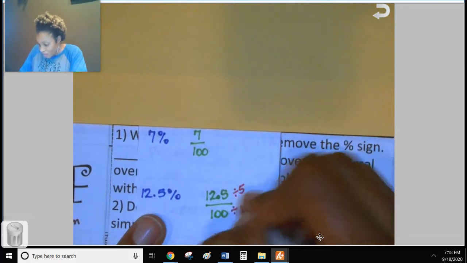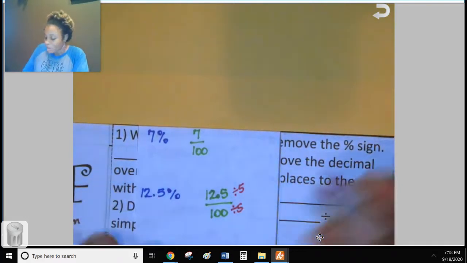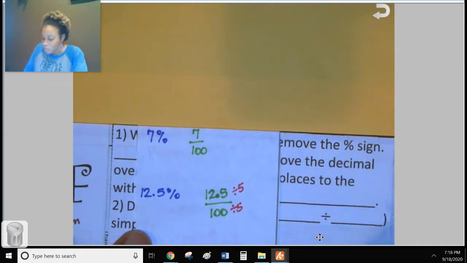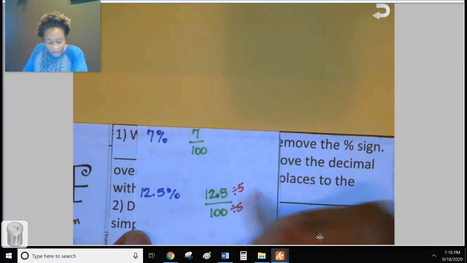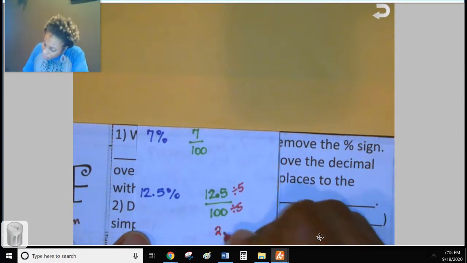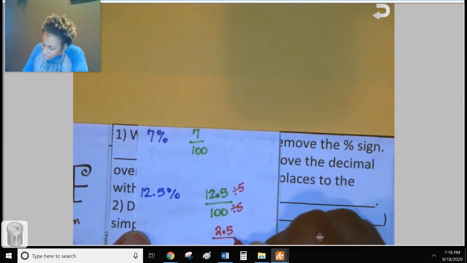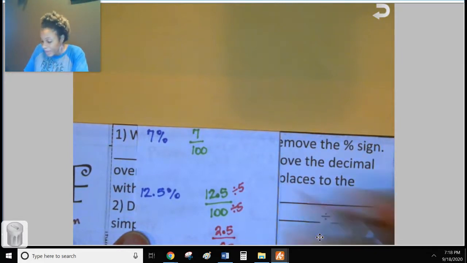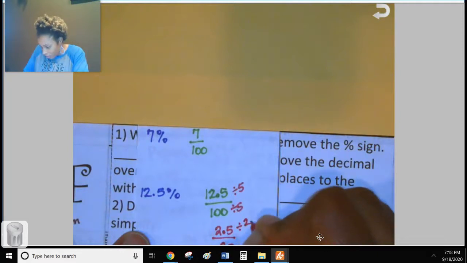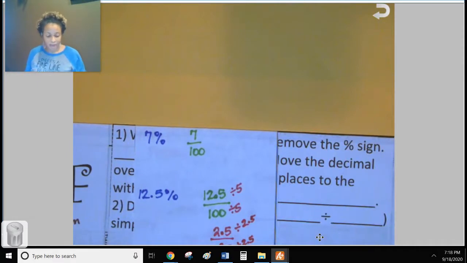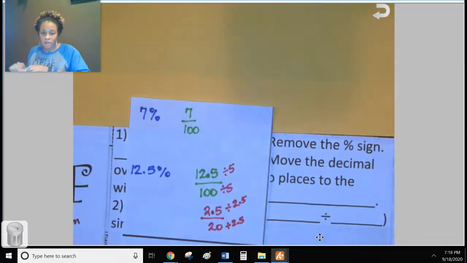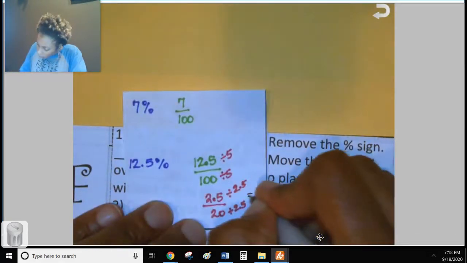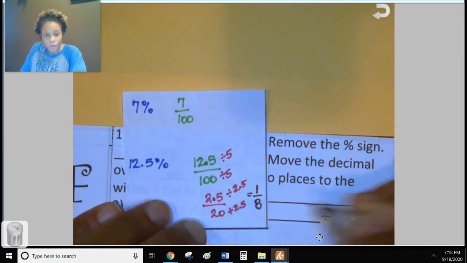I didn't find the GCF. I just found a CF, a common factor, because this was just kind of a weird number, right? It's a decimal. When I divide 12.5 by 5, I end up with 2.5 out of 20. And then I realized I could divide this again by 2.5. And when I divide it again, I end up with 1 out of 8, or 1/8.